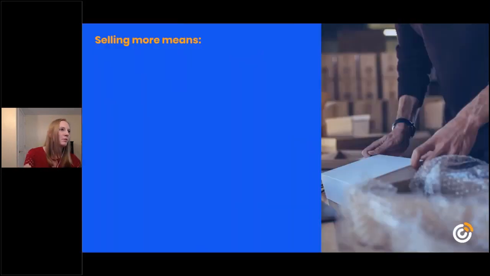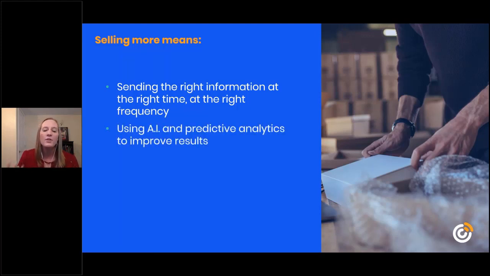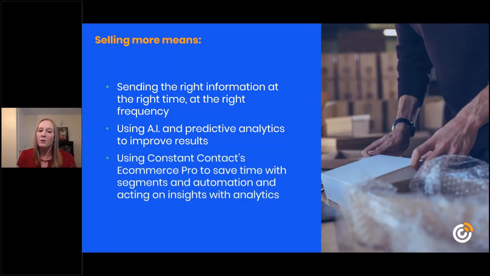Now, before we get to all of these great questions I see coming in, I just want to recap quickly. Selling more online really means treating people as individuals with the right information at the right time and, again, the right frequency. It really allows you to reach the next best level. You can do that by using AI and predictive analytics, really improving your results and allowing you to efficiently use the power of data. Constant Contact's Ecommerce Pro really saves you time with its segments and automation features while acting on insights and trends that are happening to really improve your results and optimize your campaigns.